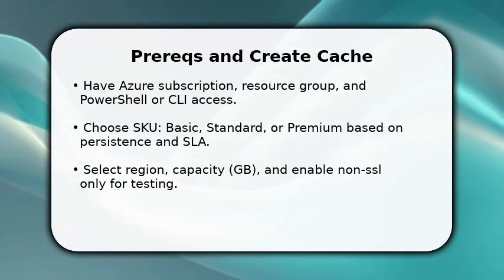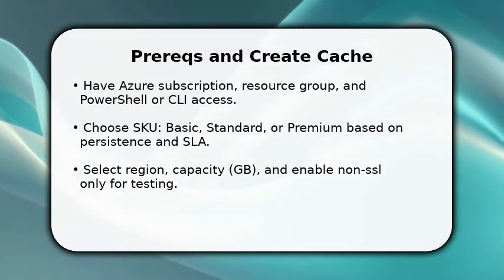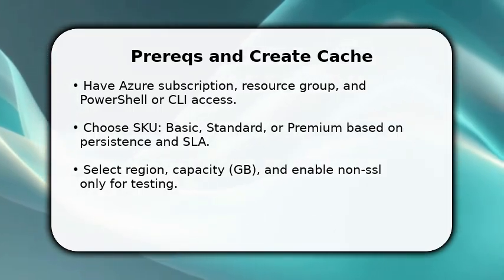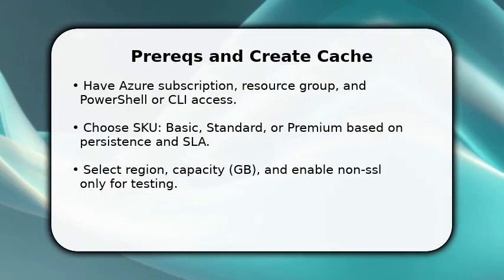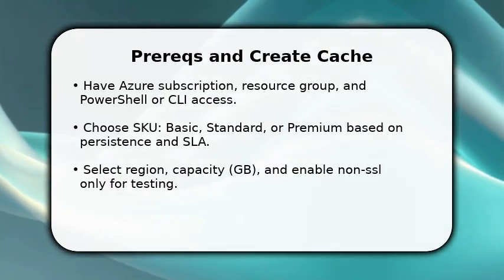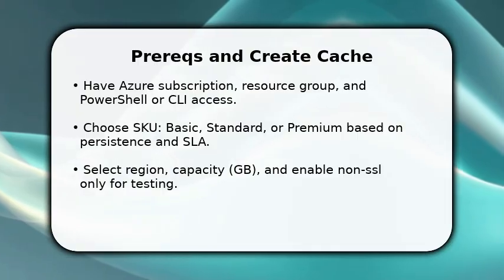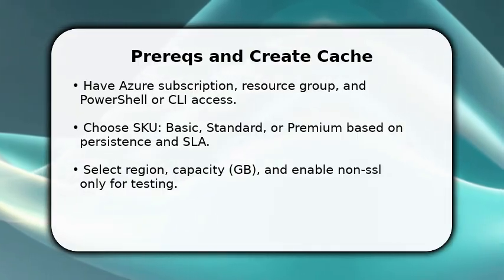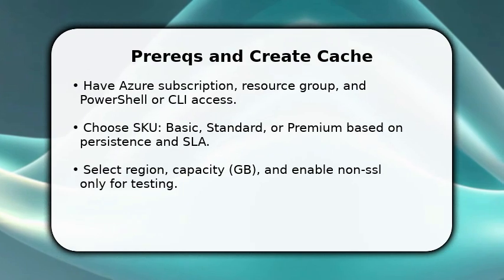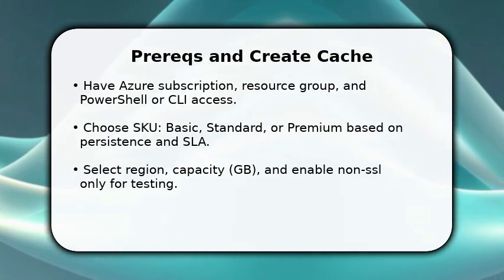Pick the SKU: Basic for Dev, Standard for HA, Premium for persistence and clustering. Once done, set the capacity, GB, and network options. Make sure to enable or restrict TLS depending on your environment. This gets your cache provisioned and ready for configuration.